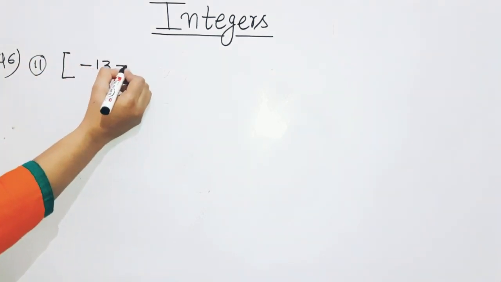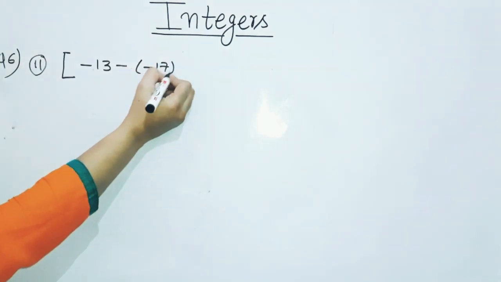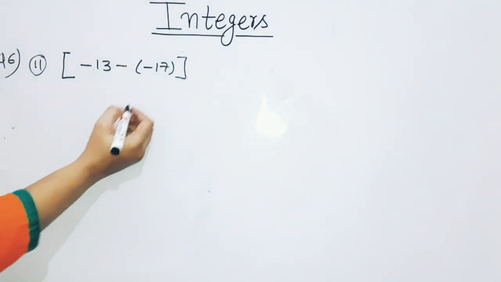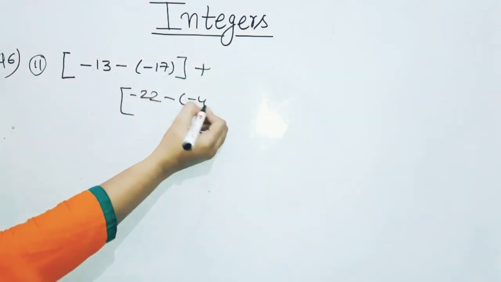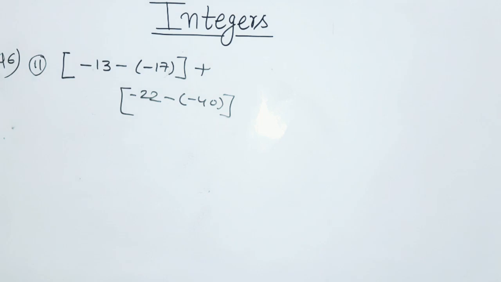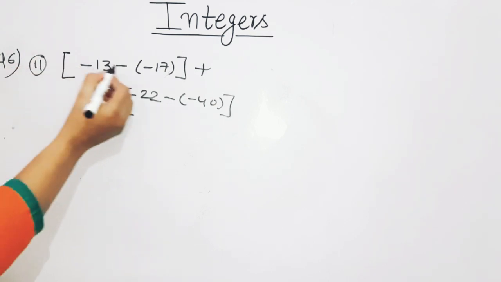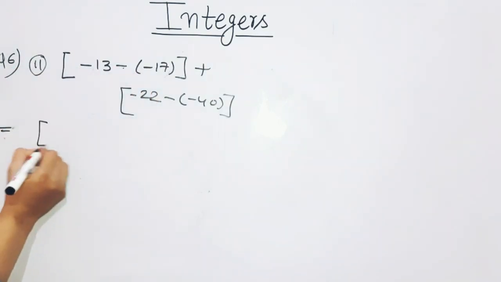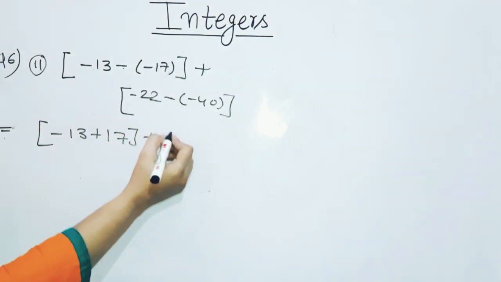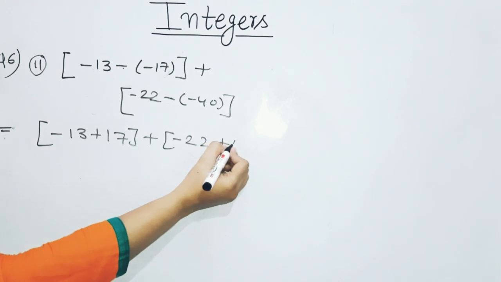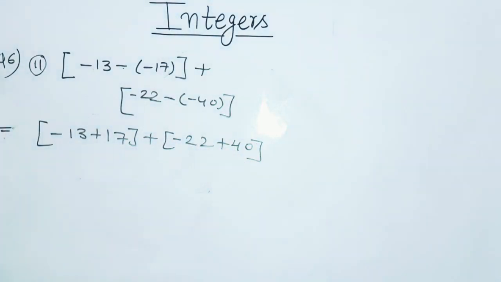Minus 13 minus 17, right? Then plus minus 22 minus 40. Now can we solve this question? Yes. Firstly, what we have to do? We have to solve the things given in the bracket. So minus minus is going to become what? Plus. Again, minus minus is going to become what? Plus. Right. So now one positive, one negative.